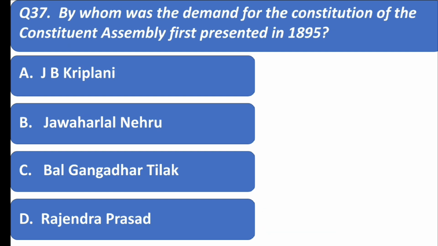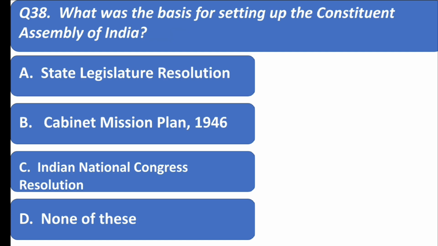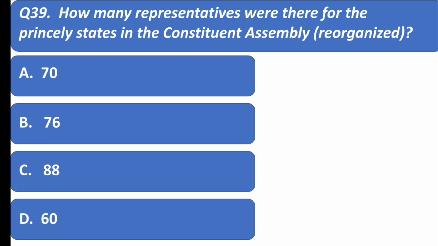By whom was the demand for the constitution of the Constituent Assembly first presented in 1895? Answer is option C. Bal Gangadhar Tilak. What was the basis for setting up the Constituent Assembly of India? Answer is option B. Cabinet Mission Plan 1946. How many representatives were there for the princely states in the Constituent Assembly reorganized? Answer is option A, 70.